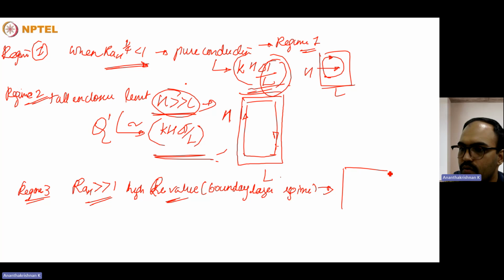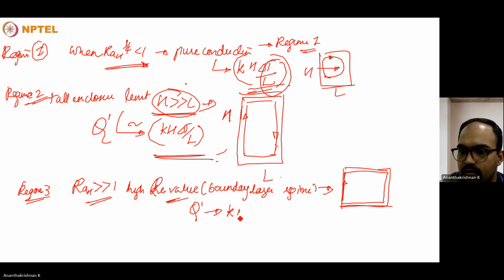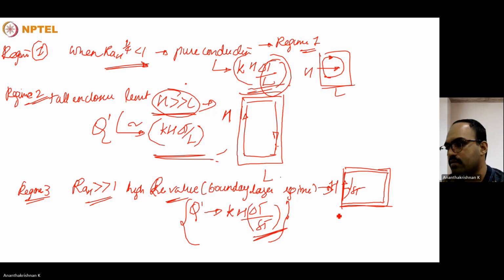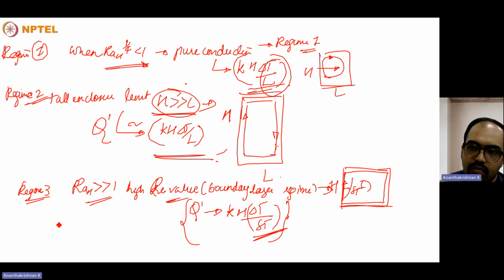So what we could see is that the heat transfer rate should be scaled for delta T. So the new scaling will be of this order. In this case, there will be a core region which will be unaffected by the heat transfer. So that will be the third regime. And then comes the fourth regime, the shallow enclosure limit.